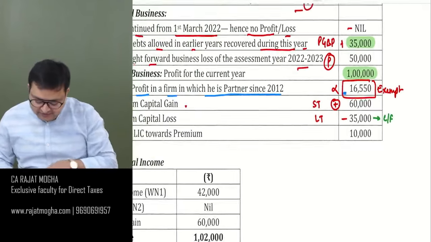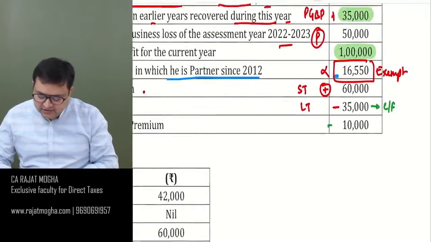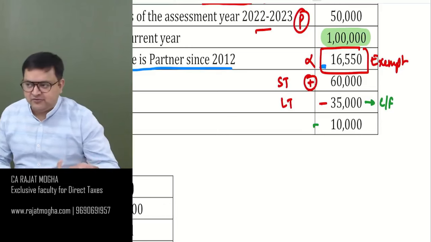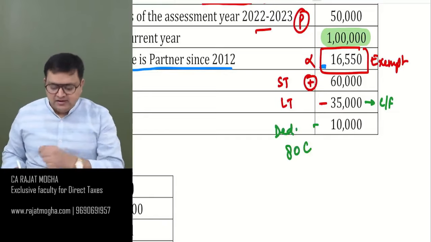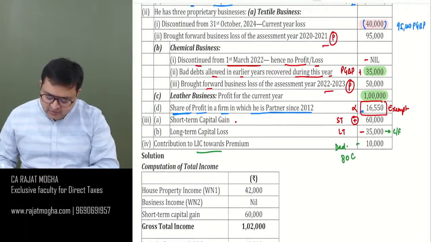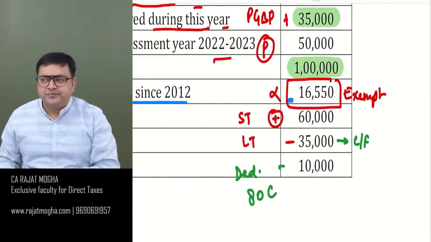Okay. One more thing is left. Contribution to LIC towards premium, 10,000. This is not an income. This is actually an 80C deduction, LIC, 10,000 rupees. So this is the deduction under Chapter 80C. We will take it. Now, guys, in capital gain, how much would be the income for the current year? Can you tell me?